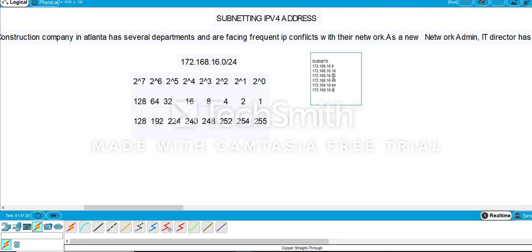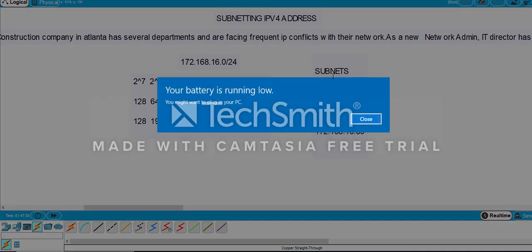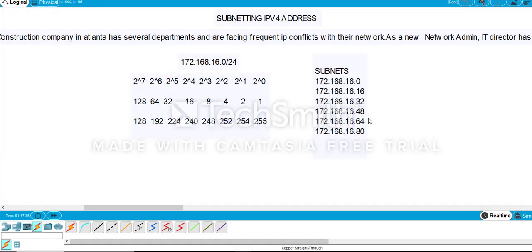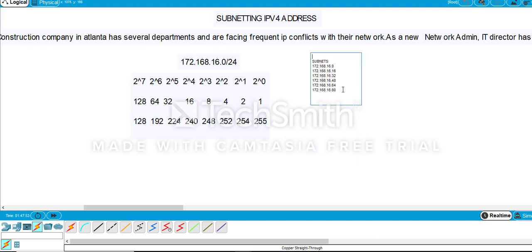172.168.16.80. My network is running low. Let me get some power on it before my recording stops. So if you can follow me, we get you making some progress now. Okay, and I'll go back to explain how everything is going so far.